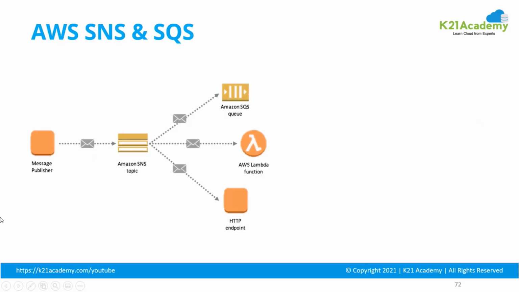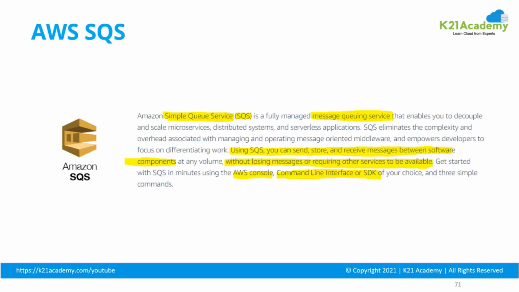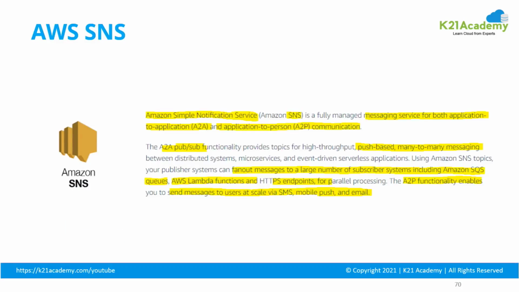To give an example here, I have a message publisher which wants to publish a message, whatever form of message that is. Now my Simple Notification Service will fan out and give it to, depending on the configuration you have, Simple Queue Service for further processing. It can send a notification to a Lambda function for doing some processing, or it can do an HTTP endpoint call or a webhook call, so that it can in turn call any other HTTP based service. So that's Simple Notification Service.